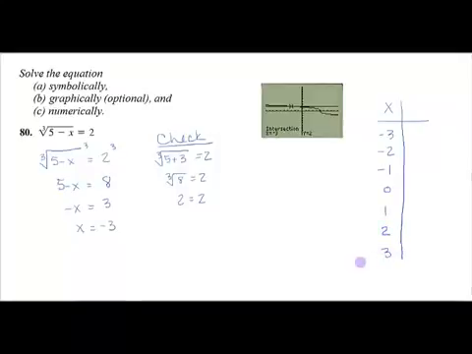And test to see what is going to work. If I put a negative 3 in here, 5 minus negative 3 is 5 plus 3, which is 8. The square root of 8 is 3, so I get a 2.